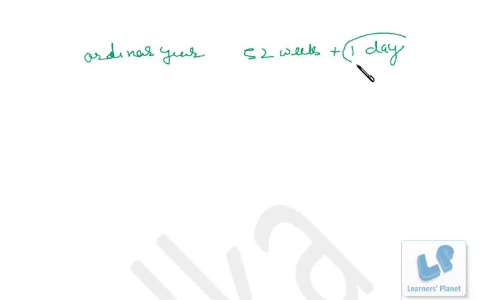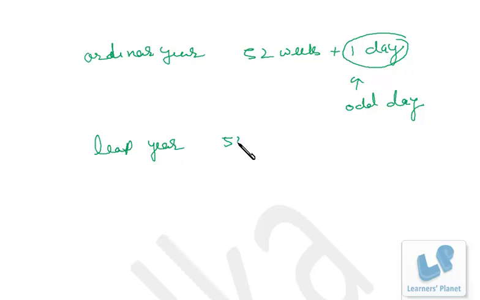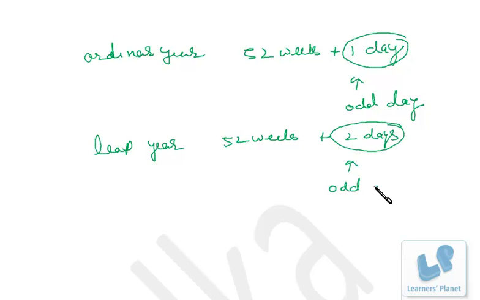Now friends, we discussed leap year, we discussed odd days, right? Now we club both the things. First, an ordinary year. Just listen to me carefully. It's 52 weeks plus 1 day, right? And this 1 day we call an odd day. In a leap year, it's 52 weeks plus 2 days. So these two are odd days.